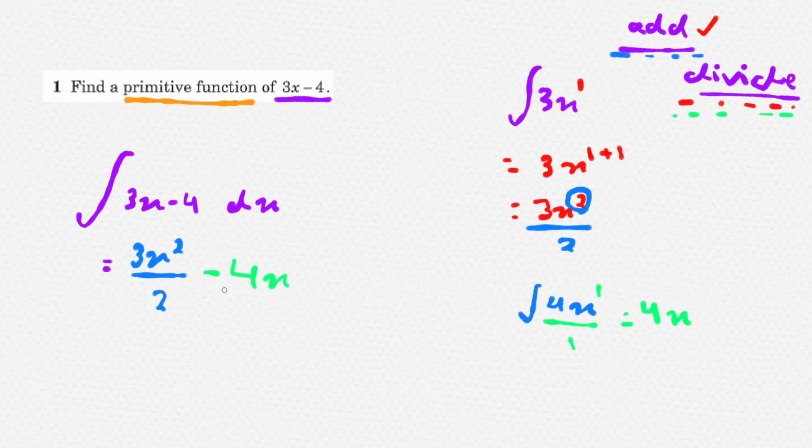However, in the question, it says primitive function. For primitive functions, we must always add c to the end of the integration to represent a constant value.